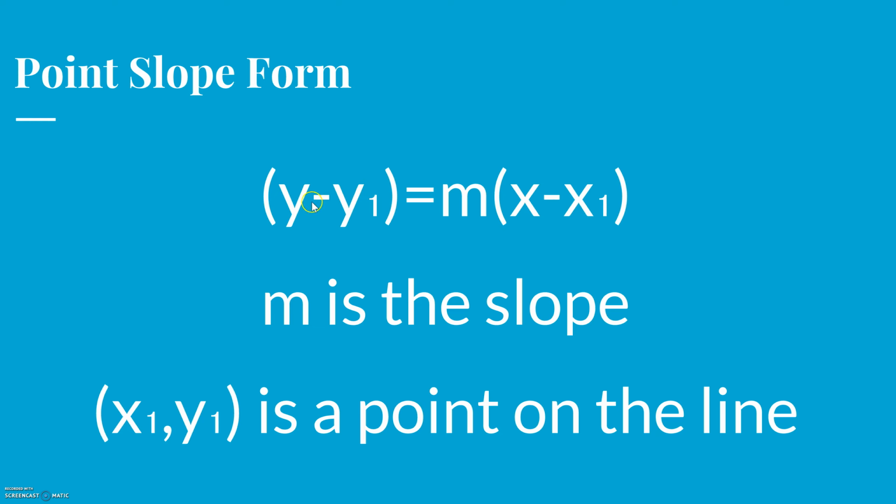Now, remember in this form that we're subtracting the x and y values. So if this said y minus 3, then your y value would be positive 3. If this said x plus 4, then your x value would be a negative 4, because subtracting a negative is the same as adding.